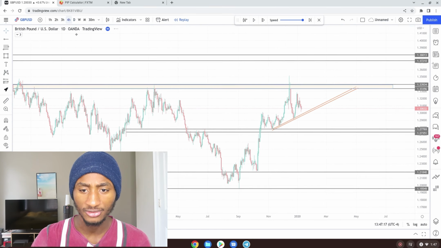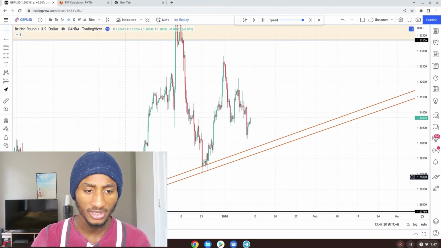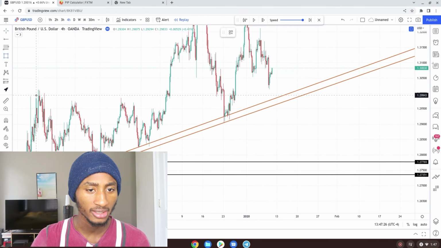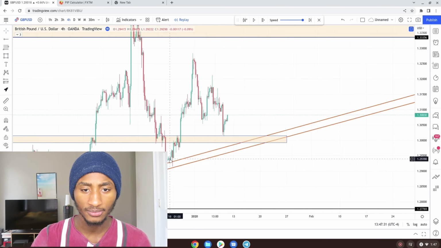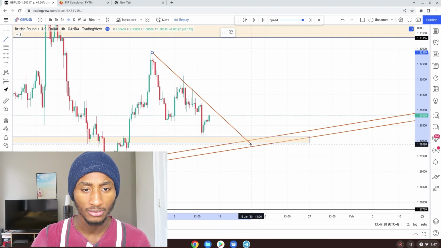So let's jump into the 4 hours and see what's going on. We see that market respects this level multiple times. You respect this trend line. So I do believe that if you want to take a buy, market gotta come back to this level. And market is already at that level. So now what we're gonna do is wait for market maybe to break this level.